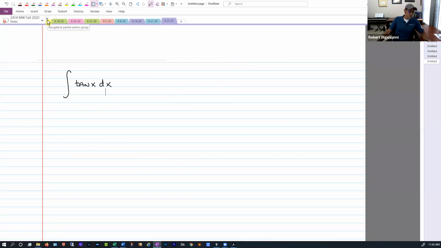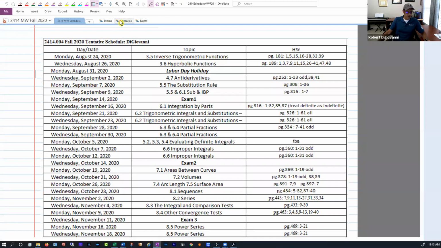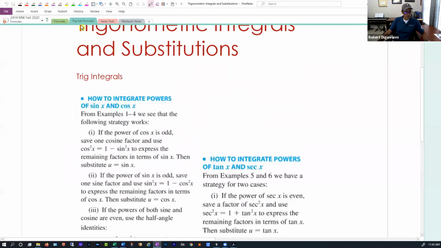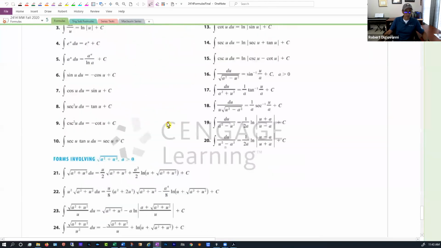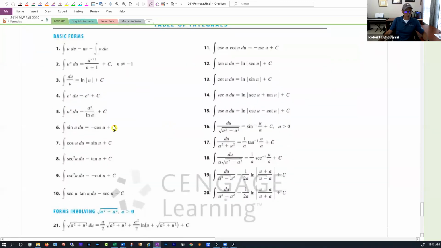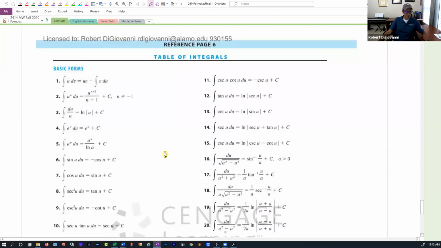Now I'm going to cheat a little bit here. I'm going to go to the formula sheet. These are the formula sheets that you're allowed to have on the test. If you look on the antiderivatives page, reference page 6, formula number 12 actually has the antiderivative of tangent. So if you ever were on a test and had to figure out what the antiderivative of tangent was, you would go to number 12. You wouldn't have to show this to me. But I'm going to show you where that formula came from. Why is the answer natural log of secant u? All right, let's do it.